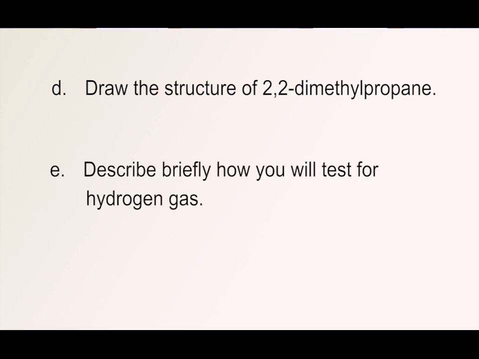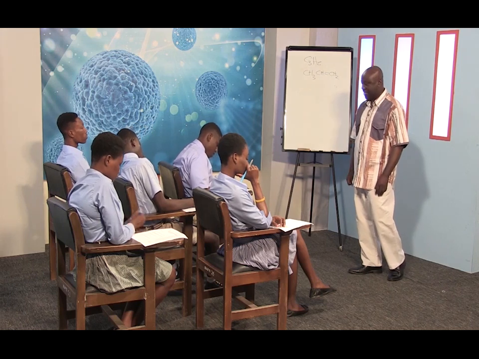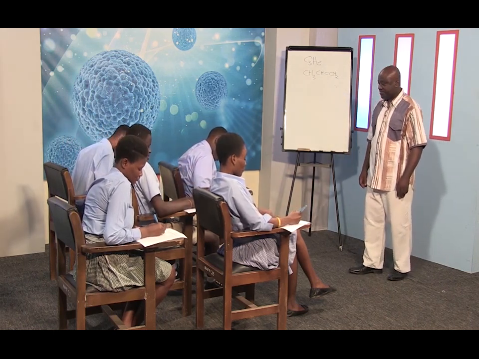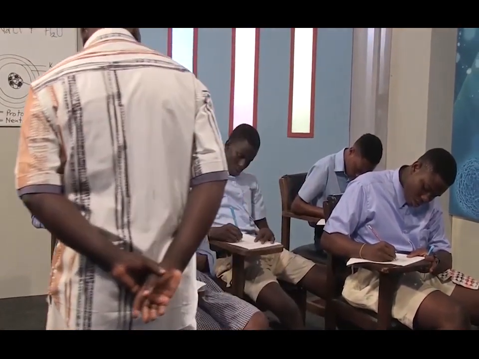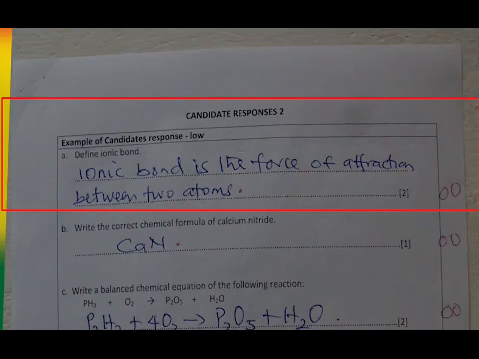E. Describe briefly how you would test for hydrogen gas. You have 10 minutes to answer the questions. You can now start. The candidates have presented their answers. Let us analyze their responses and see examiners' comments. Let us start with the response of the first candidate.